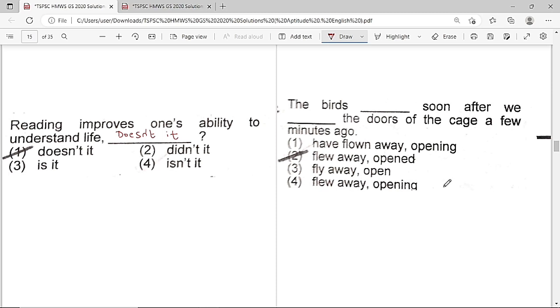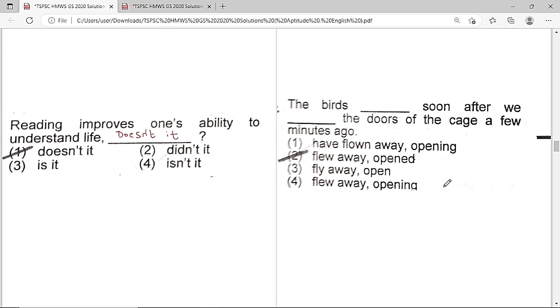So now we are going to solve another question. The question says: the birds dash soon after we dash the doors of the cage a few minutes ago. The birds flew away soon after we opened the doors of the cage a few minutes ago. So basically, the birds flew away.